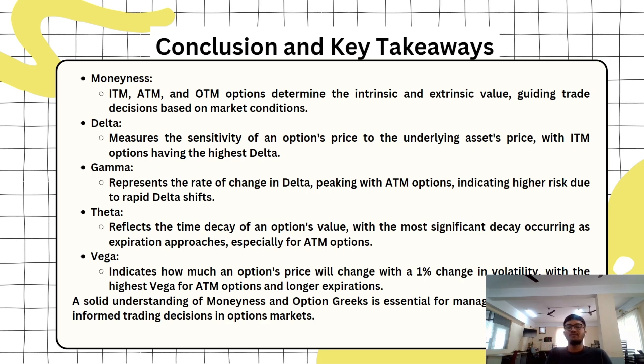At the money options are not actually bad, to be honest. At the money options and in the money options are good instruments to trade. Out of the money options are riskier, because there's a chance of you making less money even if the trade goes in your direction. A solid understanding of the moneyness of an option and the Greeks is essential for managing risk and making informed trading decisions in the options market.